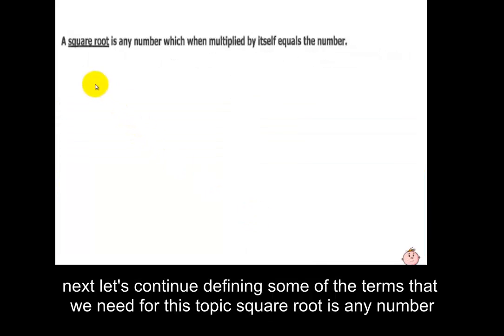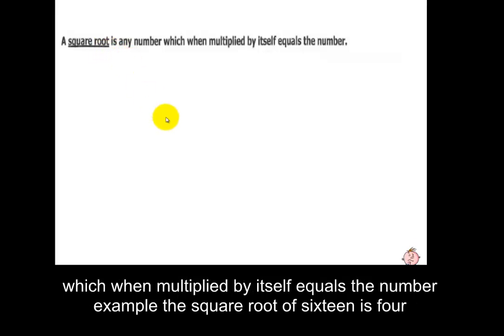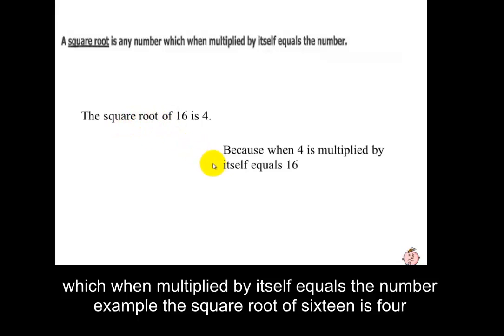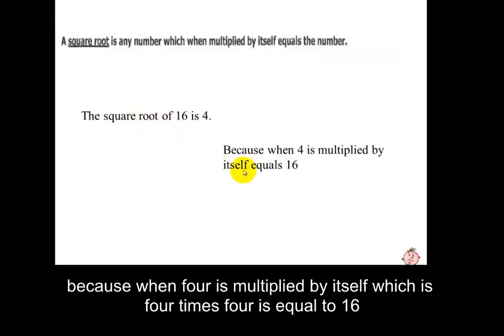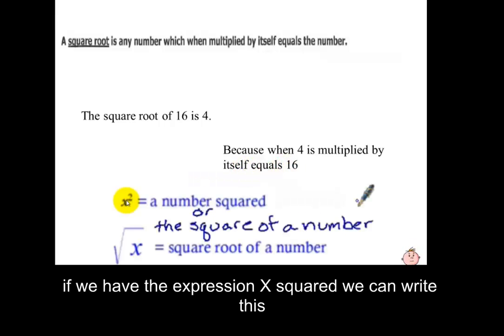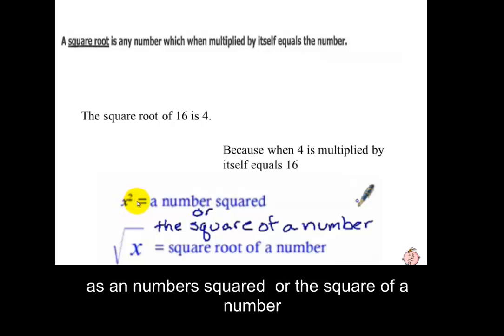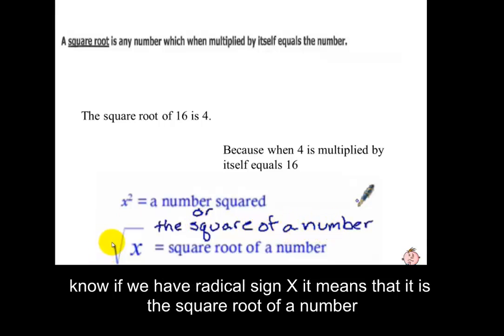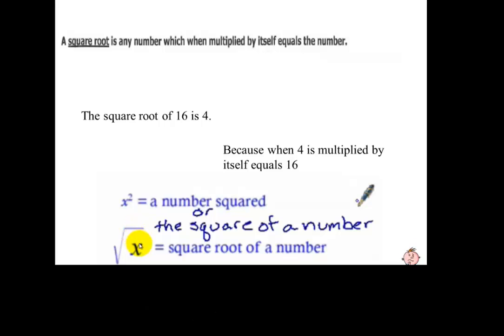Next, let's continue defining some of the terms that we need for this topic. Square root is any number which when multiplied by itself equals a number. Example, the square root of 16 is 4 because when 4 is multiplied by itself, which is 4 times 4, it is equal to 16. If we have the expression x squared, we can write this as a number squared or the square of a number. Now, if you have a radical sign x, it means that this is the square root of a number.